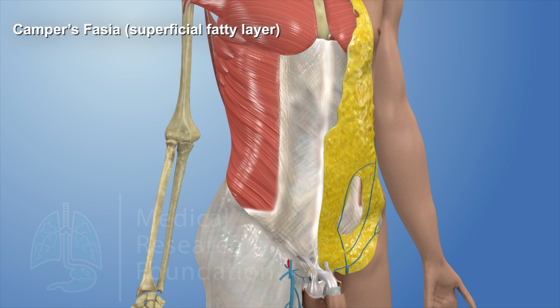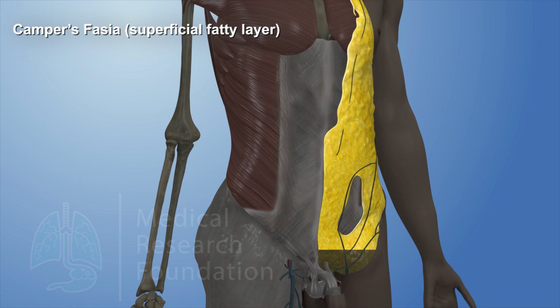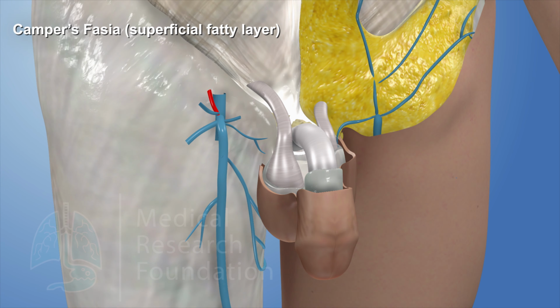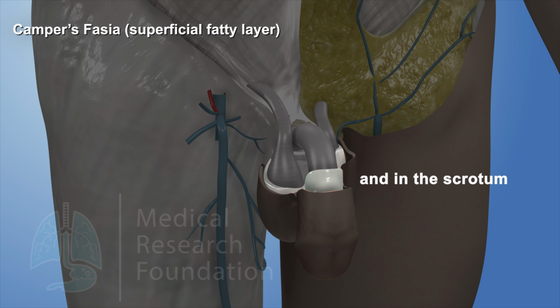Camper's fascia, superficial fatty layer. This superficial fatty layer of superficial fascia of the abdomen is continuous with the superficial fascia of adjoining areas of the body. It is devoid of fat. It is replaced by an involuntary dartos muscle.